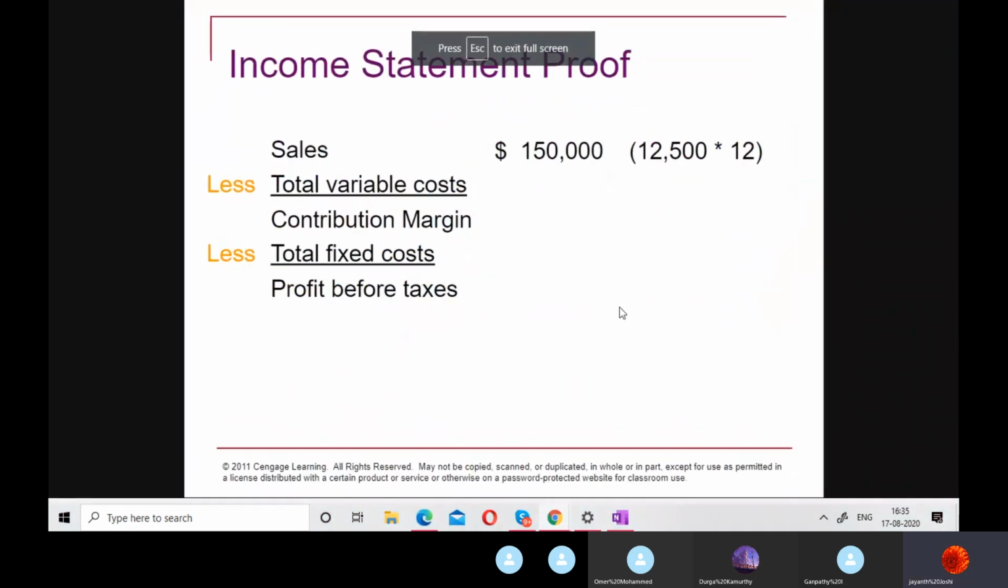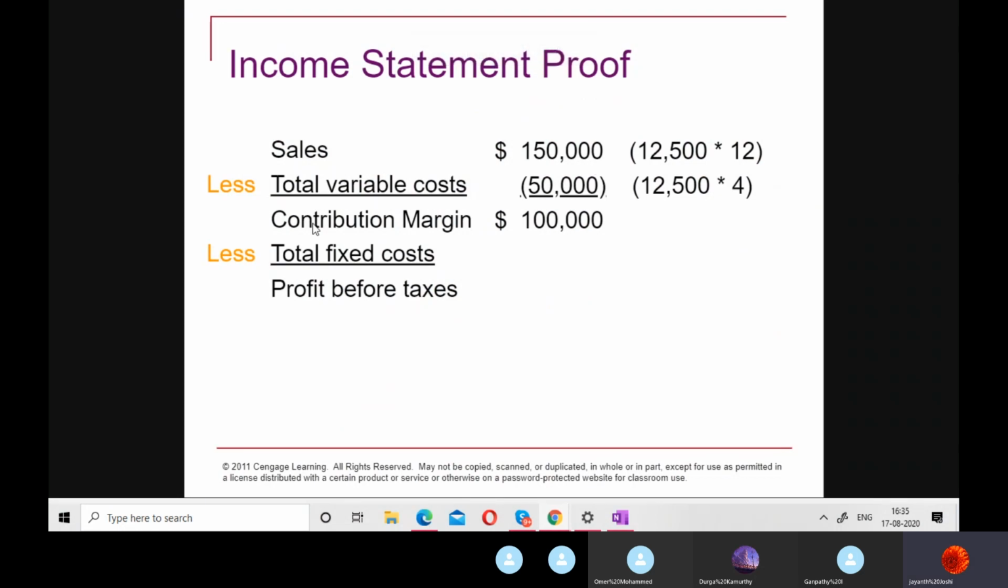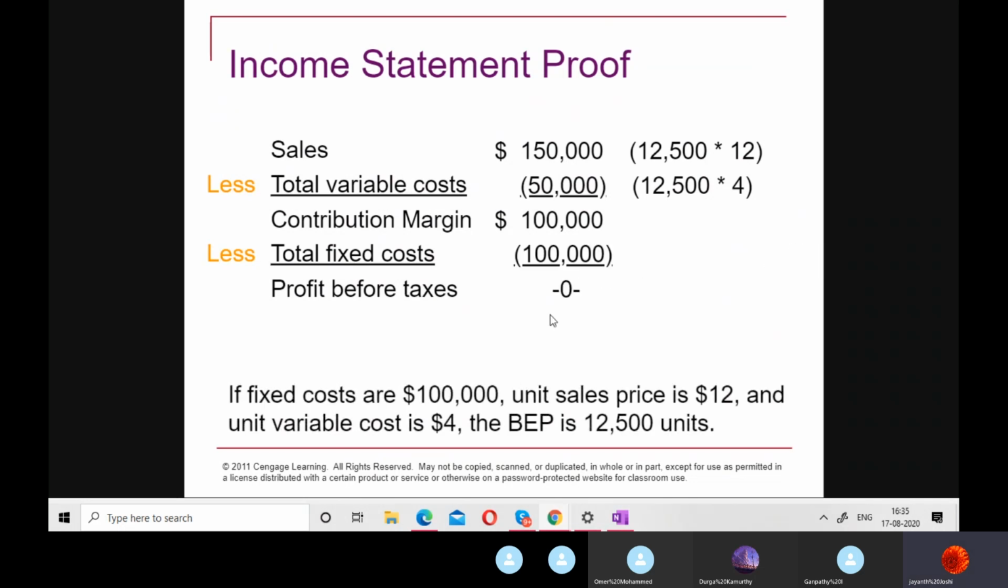So this is the income statement proof. Sales was 1,50,000. Variable cost was 50. Contribution margin is this much. This one you got with 12,500 units. That 12,500 was your break-even point in units, into 12, your selling price. You got this break-even point in sales, because the profit you will be getting is 0 only when I'm speaking about the break-even point.